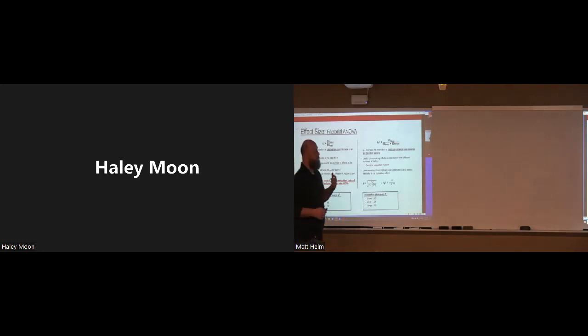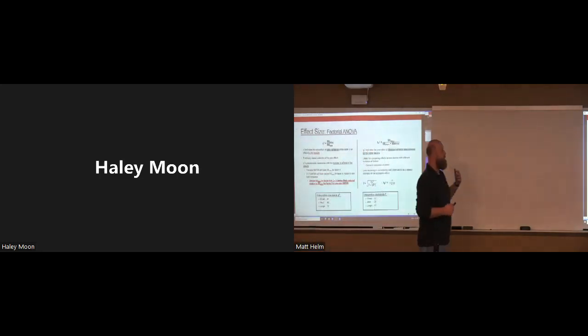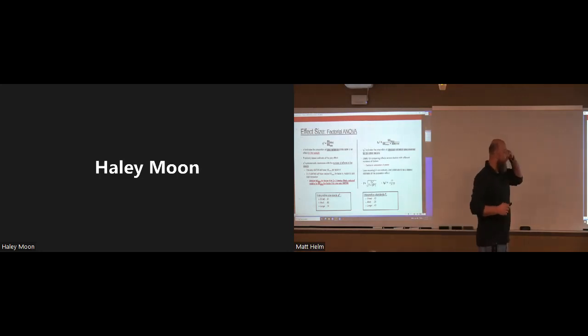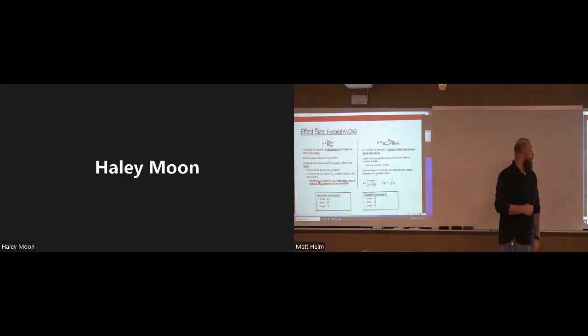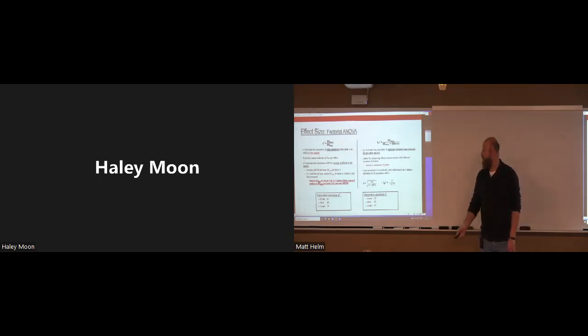So we finished off last time talking about effect sizes for Factorial ANOVA. Again, for Factorial designs, we'll have our eta squared. It's functionally the equivalent of an R squared statistic. It's the sum of squares for your effect.